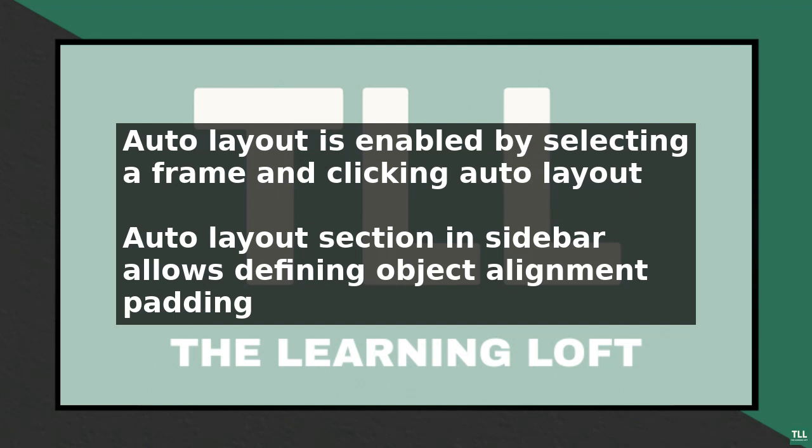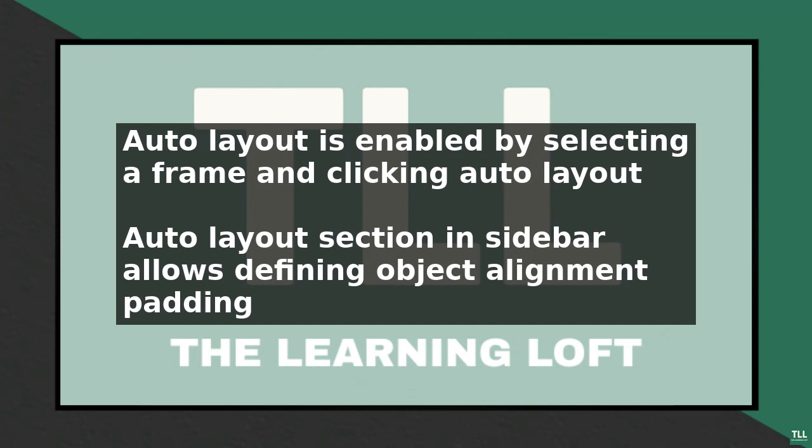To do this, select an object and go to the auto layout section in the right sidebar. Here you can define the object's alignment, padding, and spacing. For example, if you want to create a row of buttons that are evenly spaced, you can select the buttons and enable auto layout. Then define the horizontal alignment as space evenly and set the padding to a desired value.